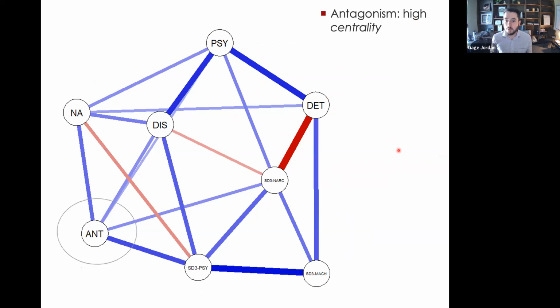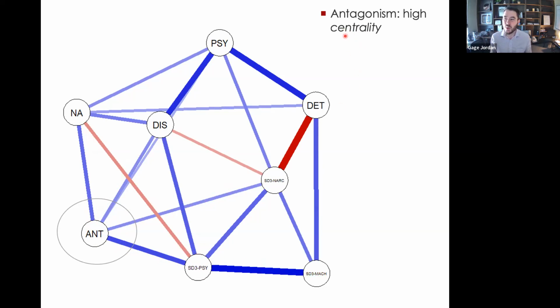But we isolate antagonism and say it has high centrality because of its multiple connections. It has connections with pathological traits, disinhibition, negative affectivity. People who are really emotional, prone to depression, actually have higher levels of antagonism as well. But it also seems to hang with narcissism, seems to hang with psychopathy as well. Maybe as a result of that, that's what influences the Machiavellianism here.